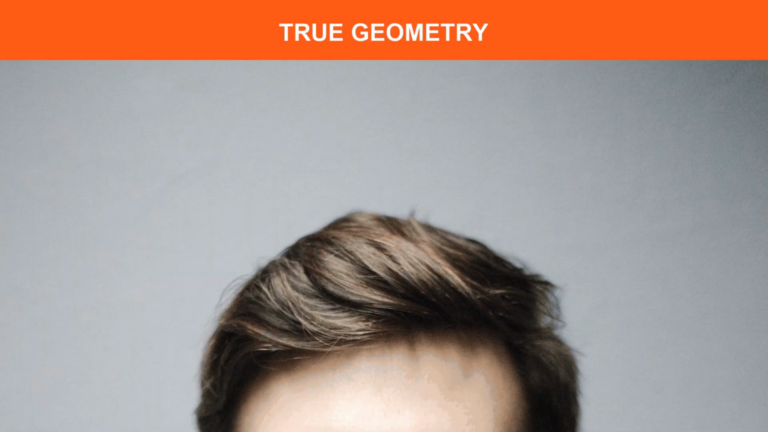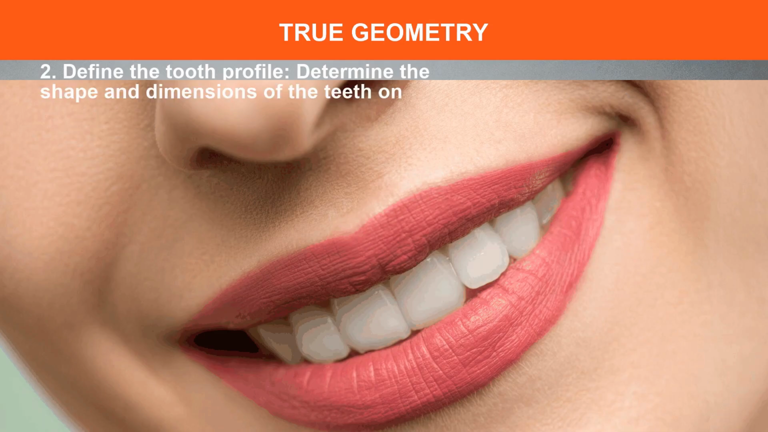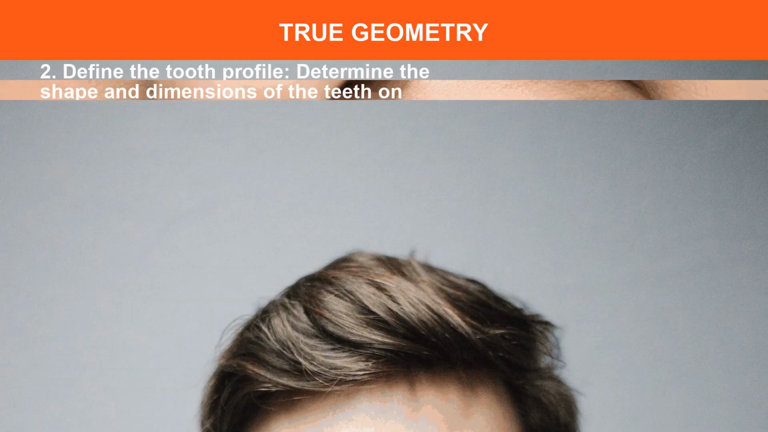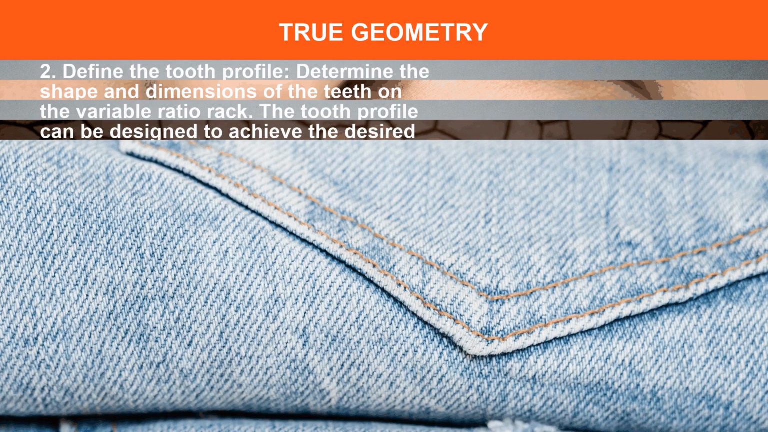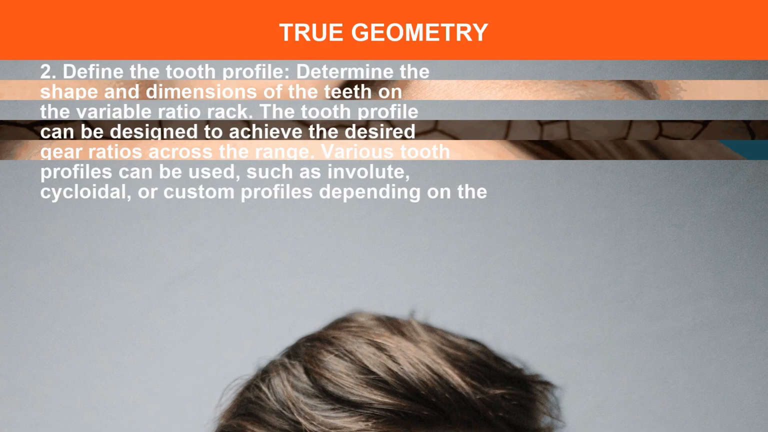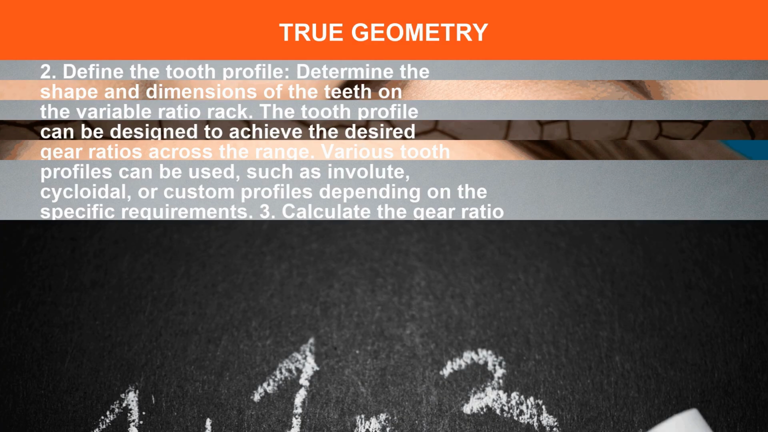Define the tooth profile. This means the dimensions of the teeth on the variable ratio rack. The tooth profile can be designed to achieve the desired gear ratios across the range. Various tooth profiles can be used, such as involute, cycloidal, or custom profiles depending on the specific requirements.